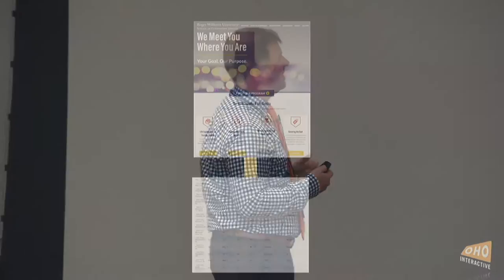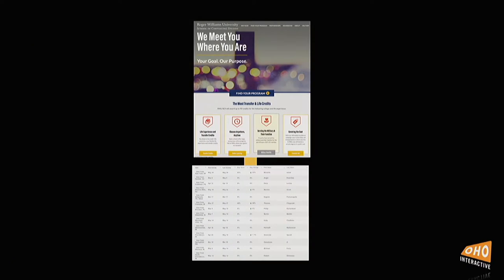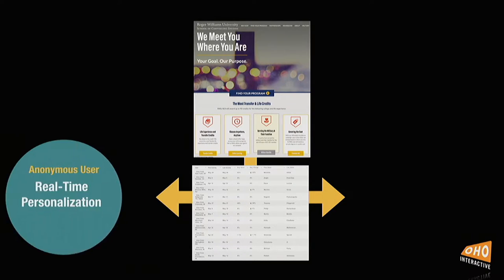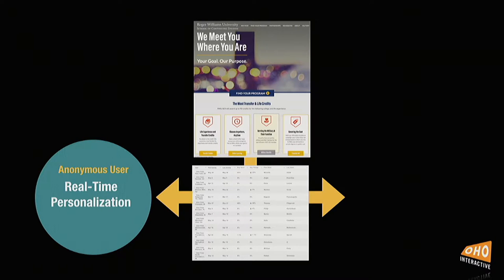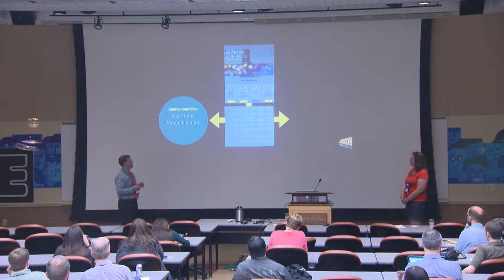So we have the homepage, and we have a personalization engine running underneath. It's collecting data. As soon as someone starts coming, before they've even given us a name, we start getting their data and tracking them. We've done two different things with that data. One is, for an anonymous user, we're starting to do real-time personalization. It will actually change in the same visit. We'll start changing the content people are seeing as they come through, as we build up information about who they are and what they're interested in.